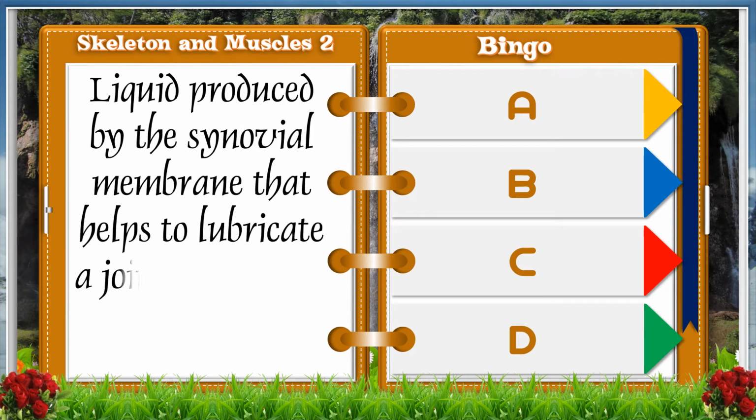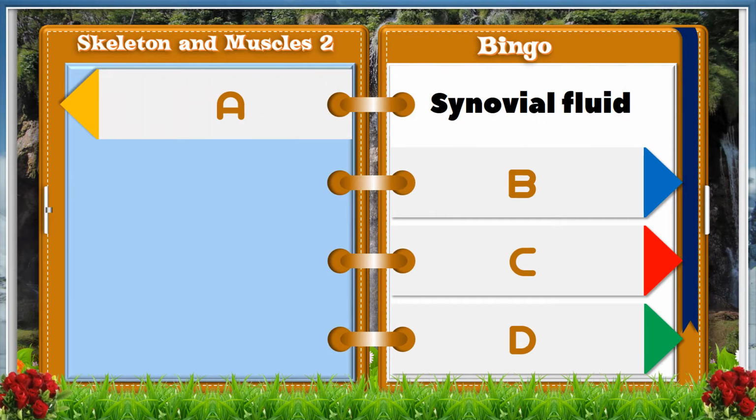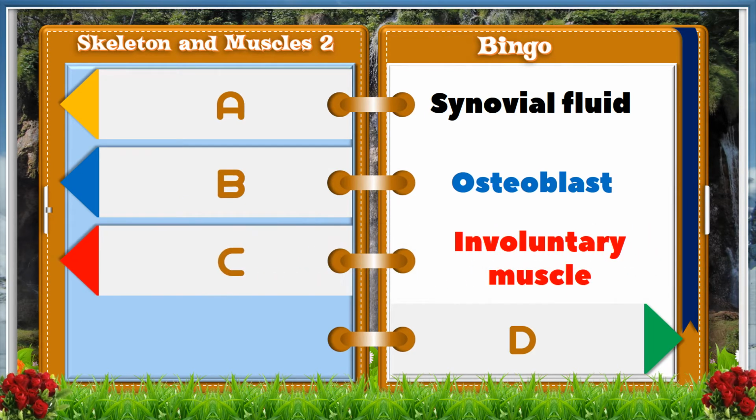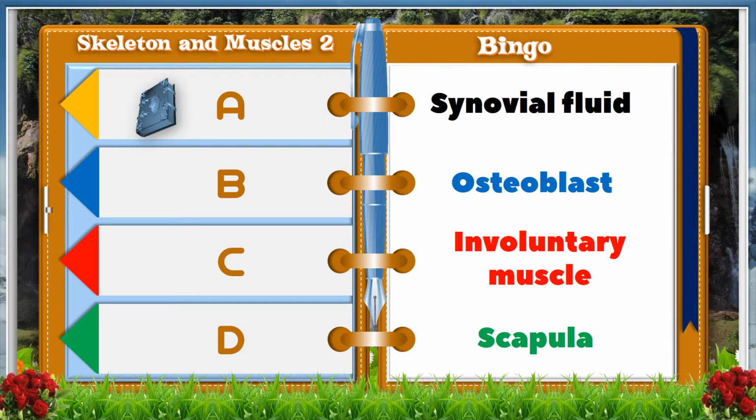Liquid produced by the synovial membrane that helps to lubricate a joint and reduce friction. A. Synovial fluid. B. Osteoblast. C. Involuntary muscle. D. Scapula. And the answer is A. Synovial fluid.